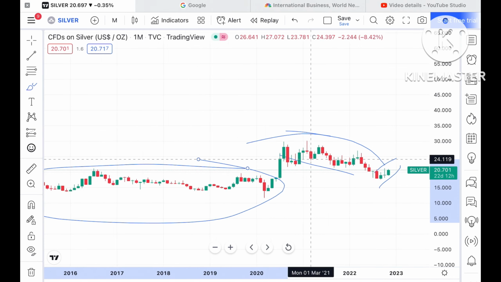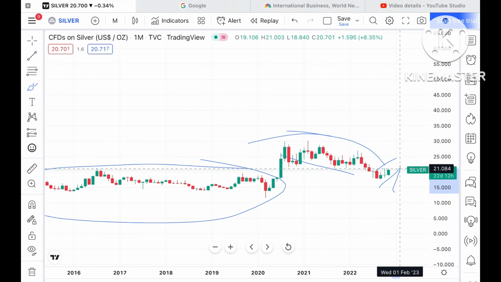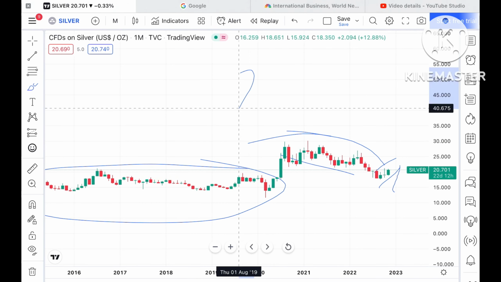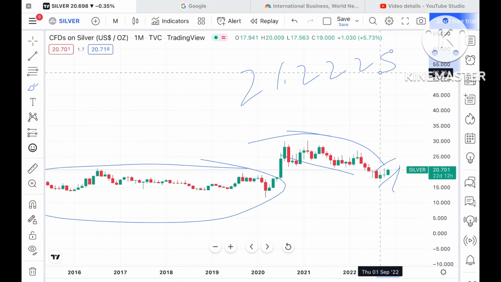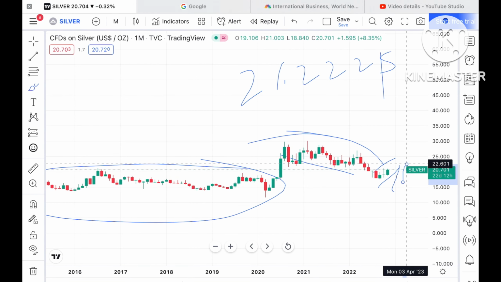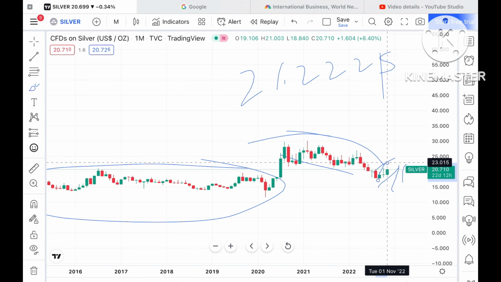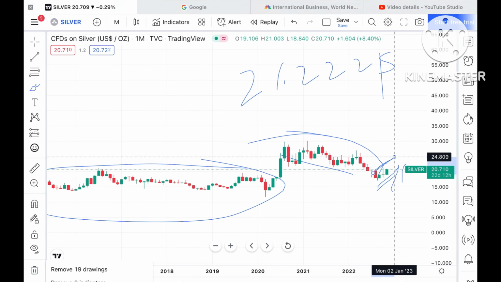Okay, so suppose the price sustains this particular level, then chances are very high that it can go further upside, with a probability of touching $21.222. Okay, and if that level sustains, then there is a high chance of going further high towards a level of $22.601. Understand something, because we can see a trend towards the upside, and a doji candle is forming.